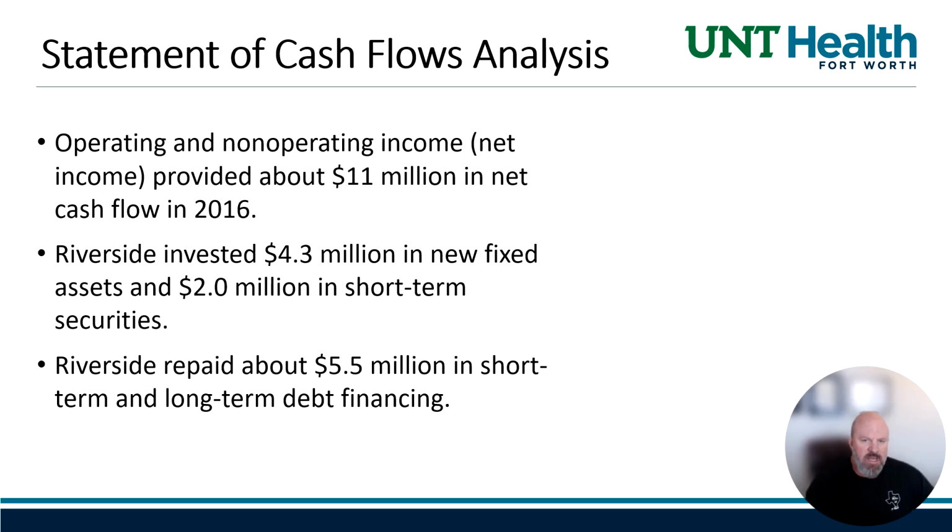So we now analyze this cash flow, and we're going to look at the operating and non-operating income. So the net income provided was about $11 million in cash flow in 2016. Riverside invested $4.3 million in new fixed assets and $2 million in short-term securities. So the $4.3 million in new fixed assets, remember a fixed asset was something that is attached to the building, it couldn't be moved. So property, plant, and equipment that's not just easily picked up and moved. And then also the $2.0 million in short-term securities, the short-term investments that they're using.